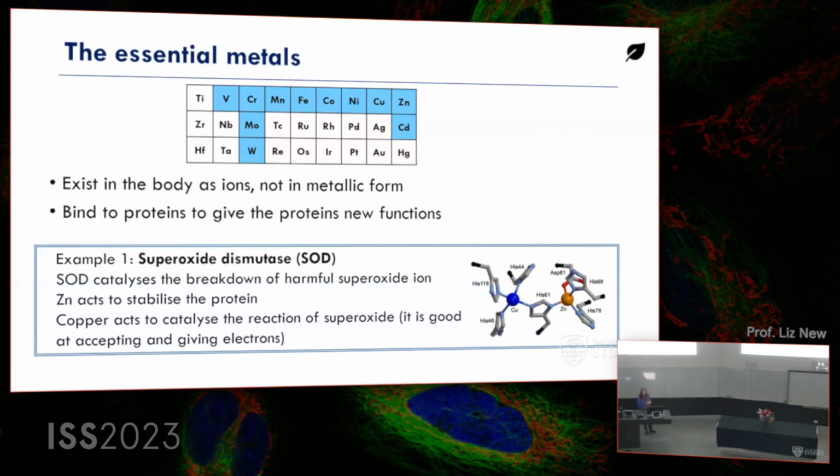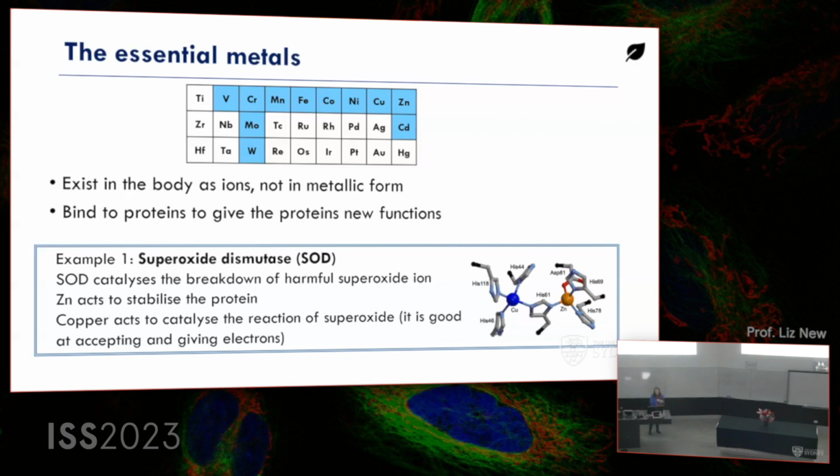This is an enzyme called superoxide dismutase. We need it to be functioning, otherwise we will not survive. It catalyzes the breakdown of the harmful superoxide ion, which causes damage. It's one of the main causes of aging. And the copper and the zinc are very important in this enzyme. In fact, if we don't have copper and zinc, the enzyme doesn't behave normally.